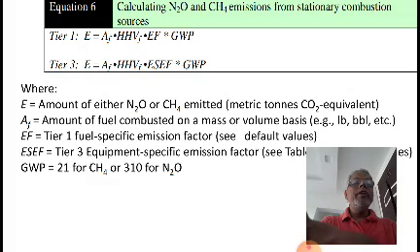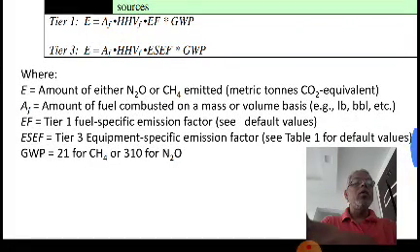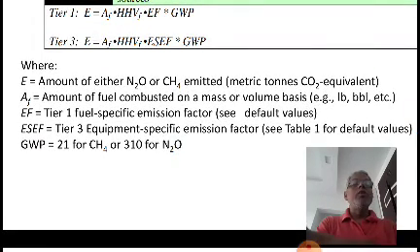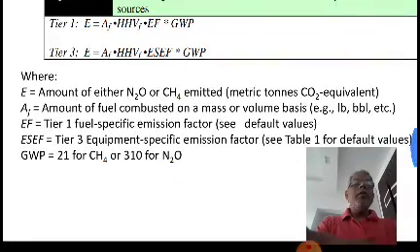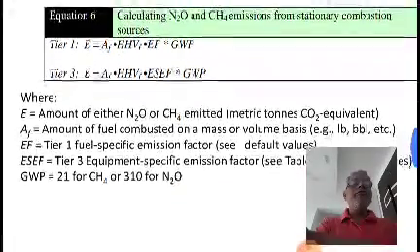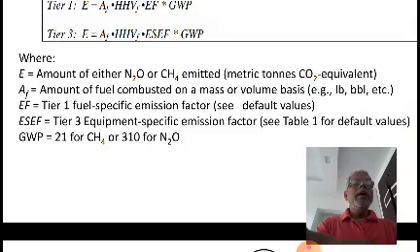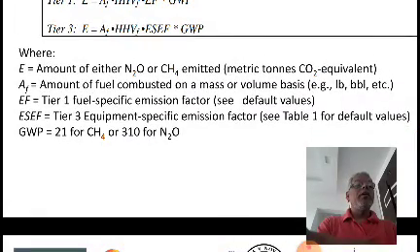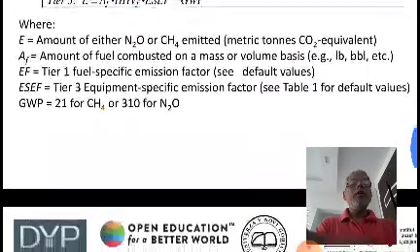Then AF is the amount of fuel combusted on a mass or volume basis. EF is the Tier 1 fuel specific emission factor. This is given in the further slide. I have given one table in which these values are available. And this is ESEF, the Tier 3 equipment specific emission factor. So this is available in table 1.